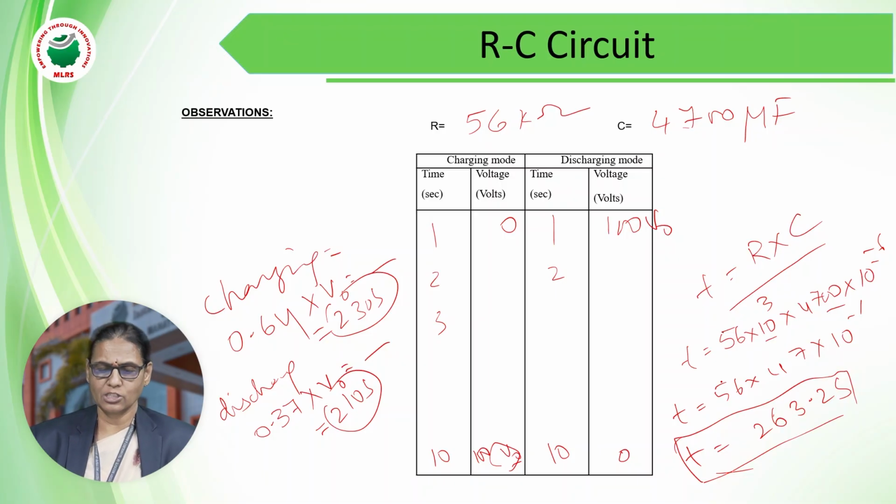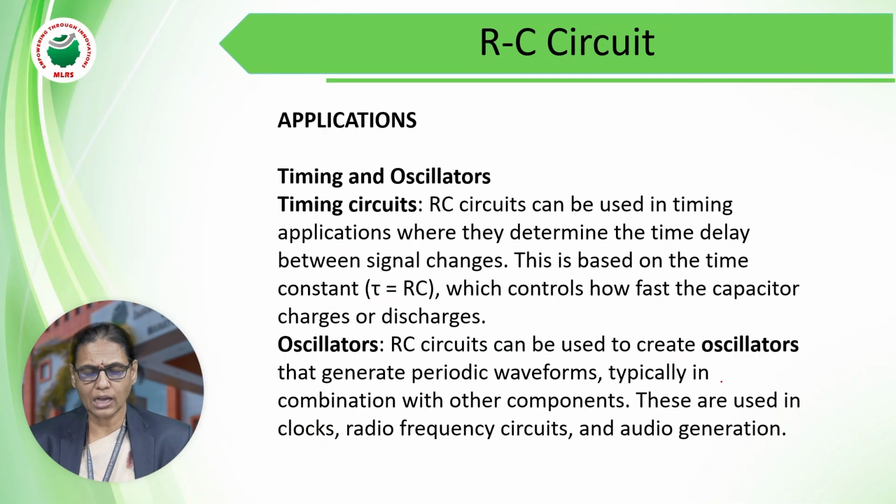Now what are the applications of this? The applications are, these are basically used in timing and oscillators. What is a timing circuit? RC circuits can be used in timing applications where they determine the time delay between signal changes. For example, let us take the traffic signal. There will be a delay between red color, green color and orange color. To display the change, we use the RC circuit, that is a timing circuit.